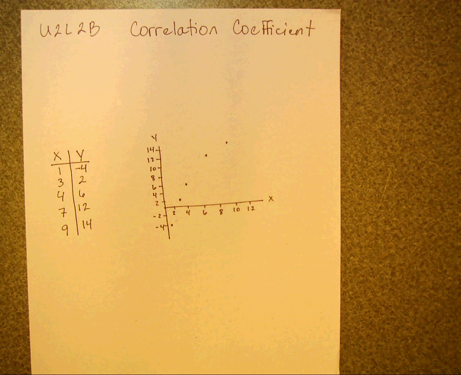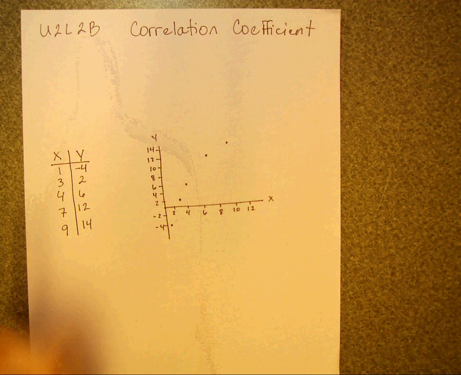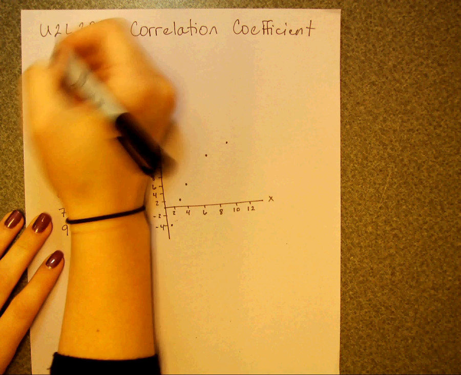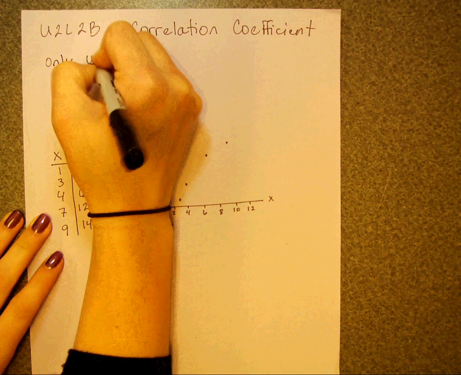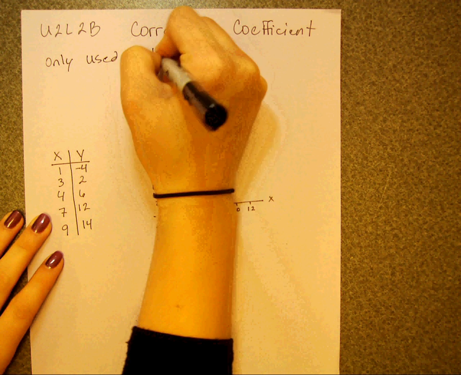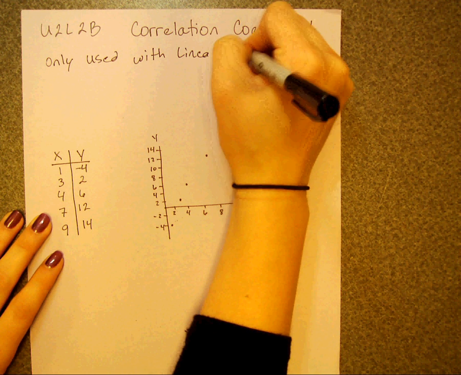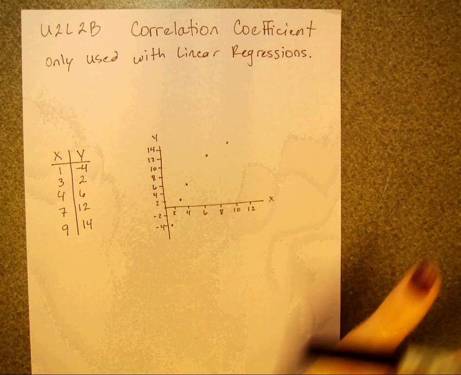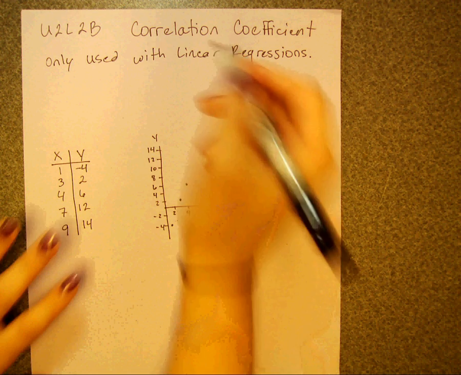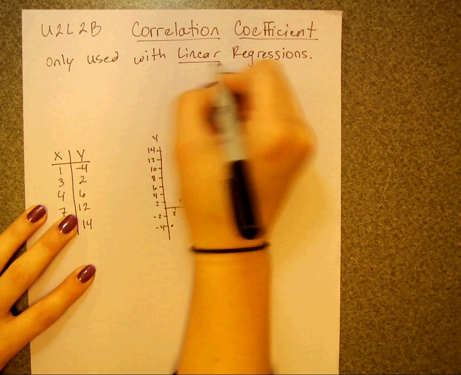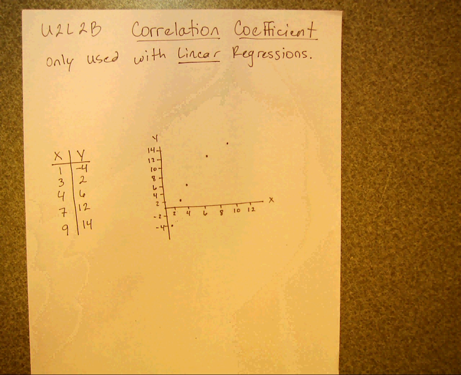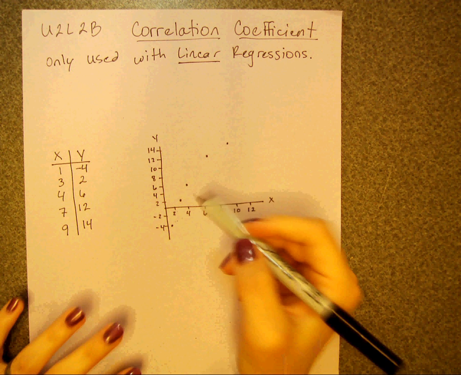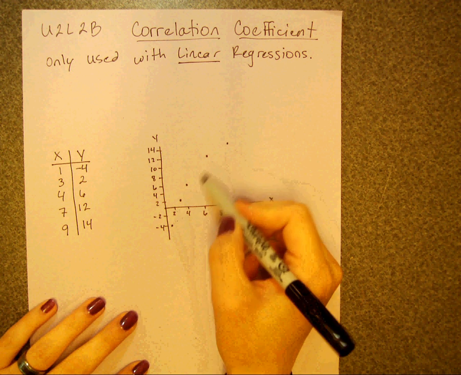This is Unit 2, Lesson 2B, so it's the second video out of the two, and we're talking about the correlation coefficient. Now, the correlation coefficient is only used with linear regressions. Later on, we're going to talk about fitting data for a quadratic regression and a couple of other functions. But our correlation coefficient is only used for linear regressions. What the correlation coefficient does is tell us how strongly our data fits a linear function.